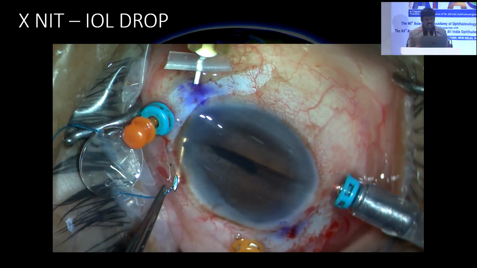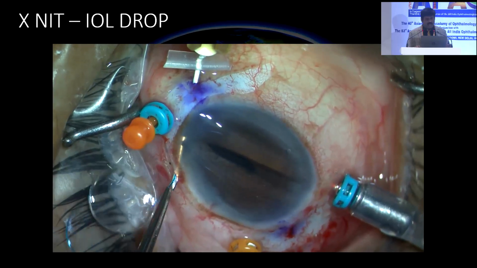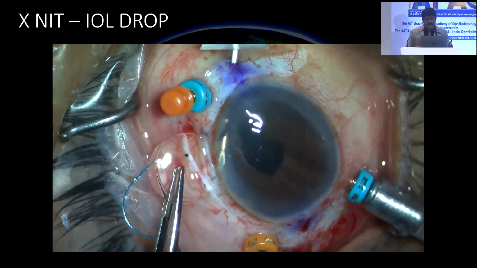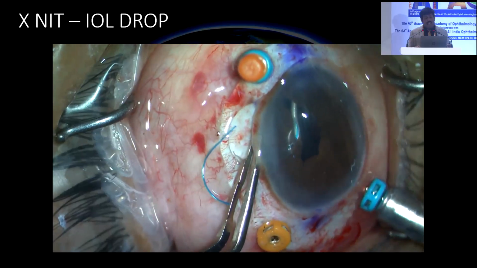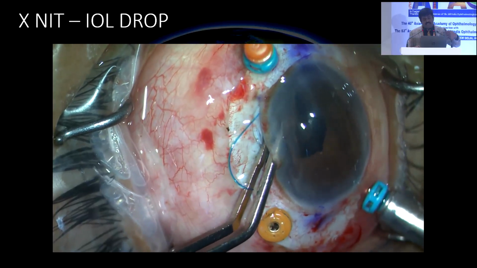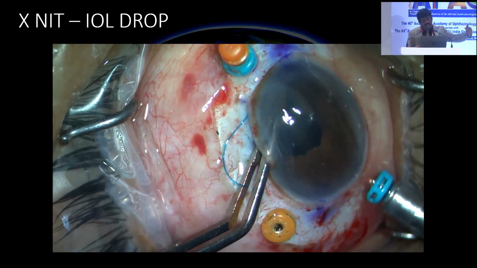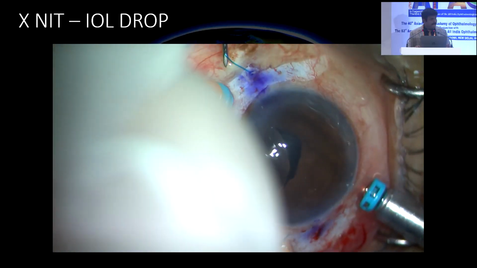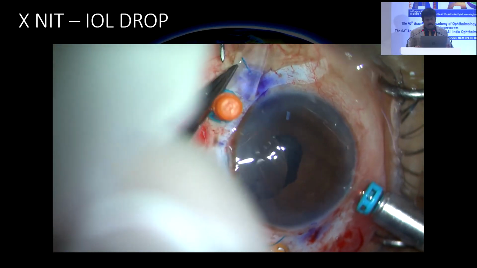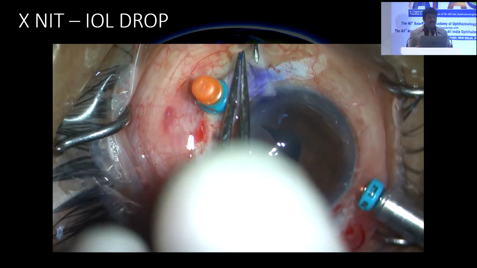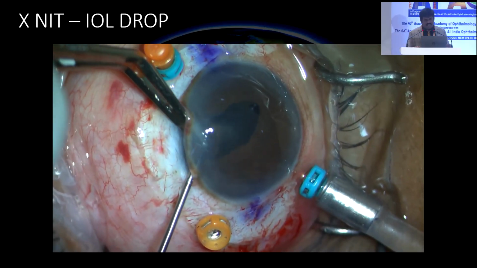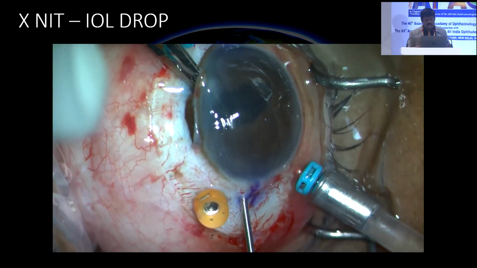There comes the needle out, and the trailing haptic, feed it inside the tunnel, and gently push the optic IOL inside, and with the other hand pull the needle outside. This is the same technique which I showed in the previous surgery, and likewise on the other side also do the same thing.